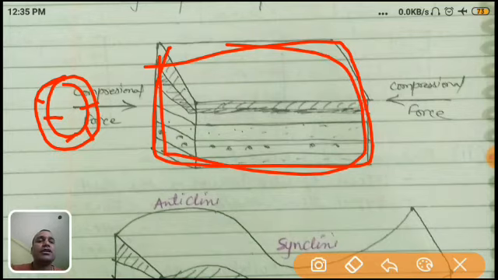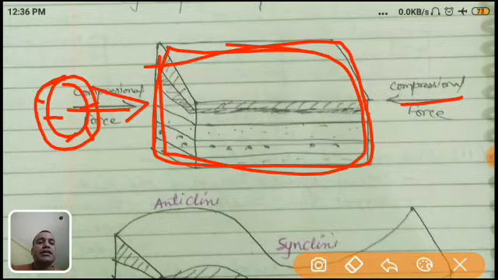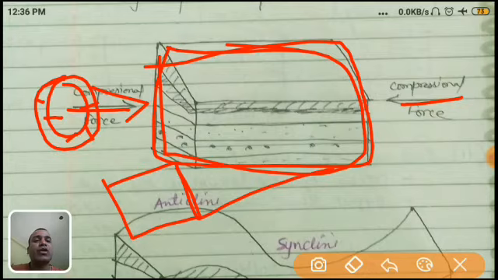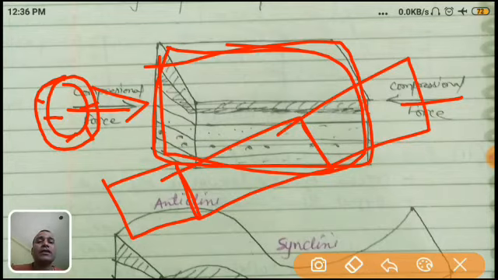For example, I am showing you how this force works. So how does compressional force work? When force is applied from both sides. Now you may be confused: who is pushing from both sides? I already explained this: plate tectonics, the small fragments of the plates, or the land surface.